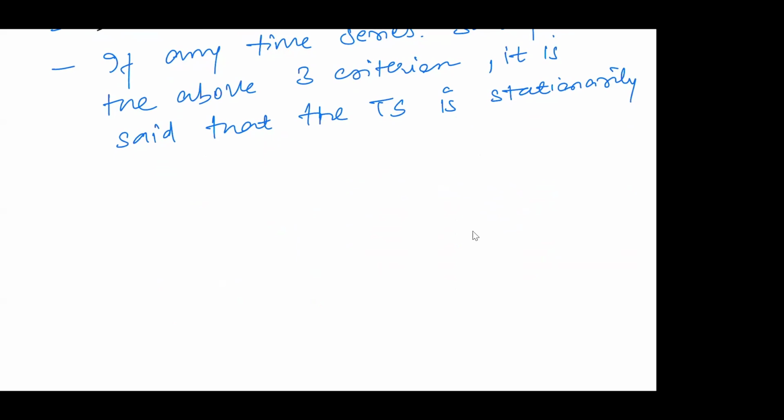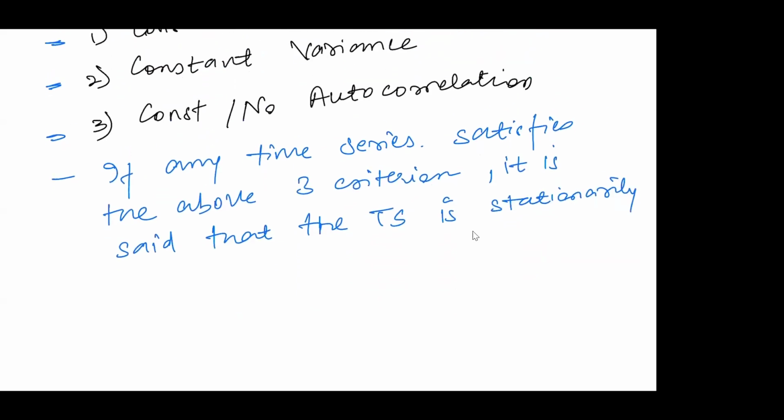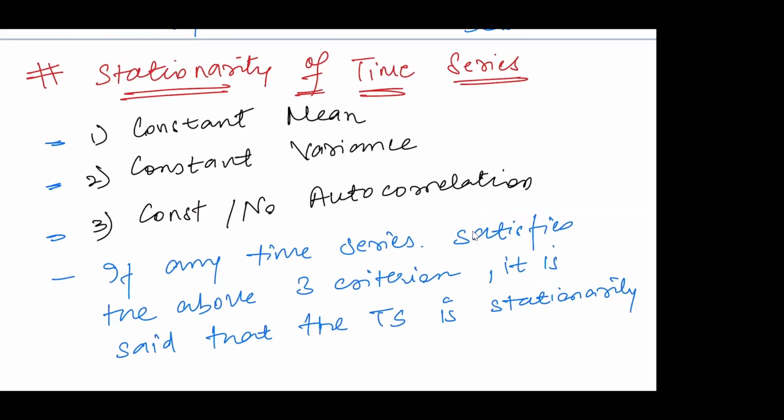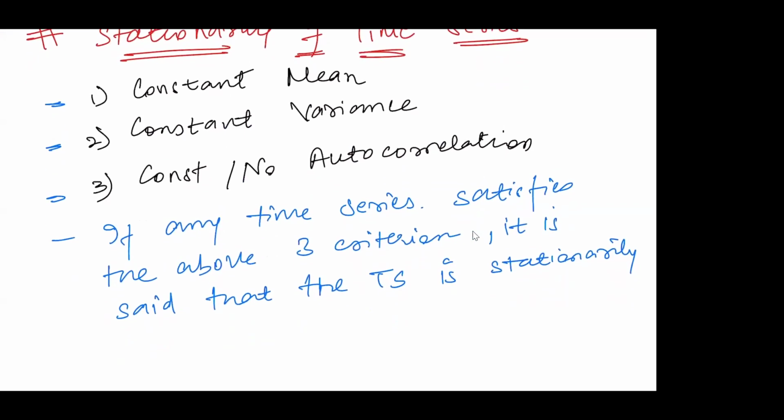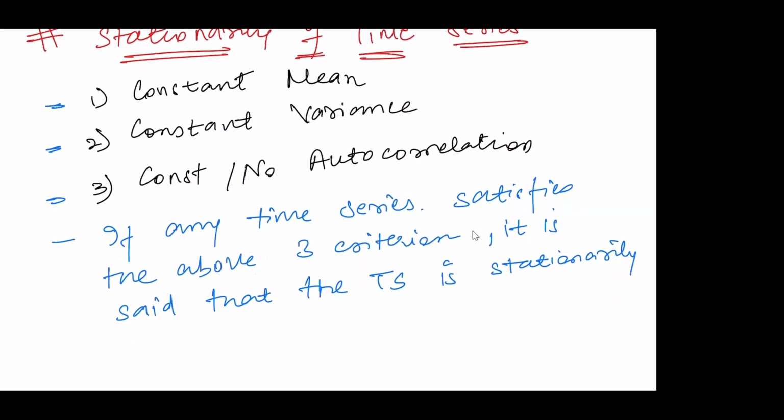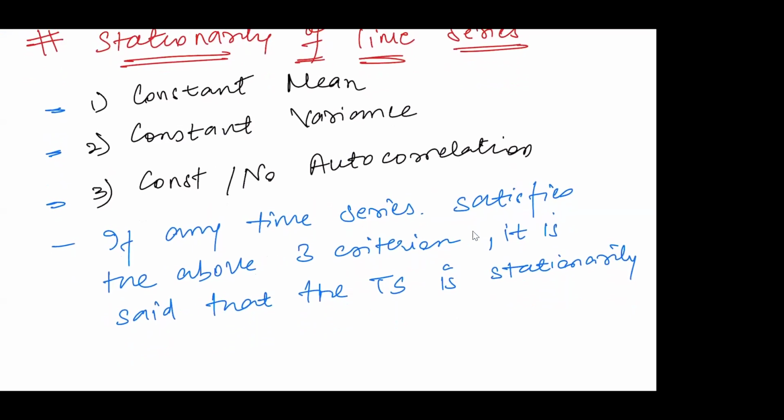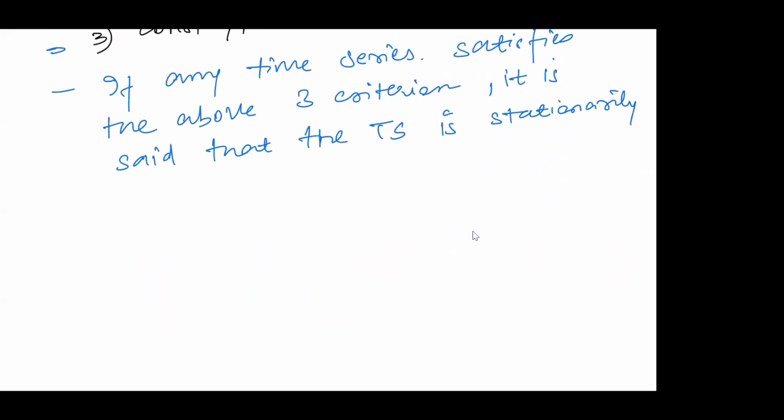What do you mean by constant? I'll give you certain examples just to understand what a stationary time series looks like and what a non-stationary time series looks like. So the question is, what is a non-stationary time series first?